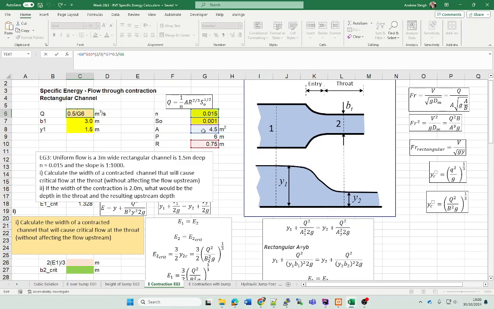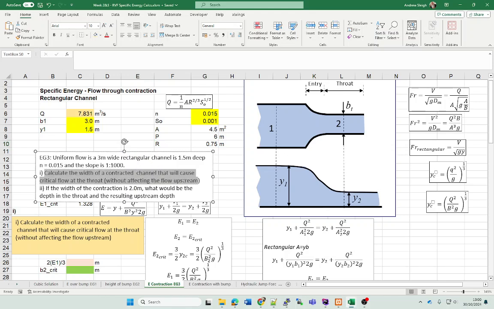So we've got A times R to the 2/3 times slope S0 to the half, all divided by N. Gives us a flow rate in the channel of 7.83. We're not going to use that Manning's calculation anymore. We're going to stick to the energy calculations for this.